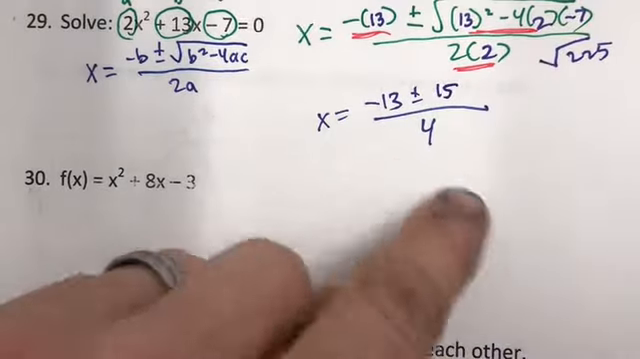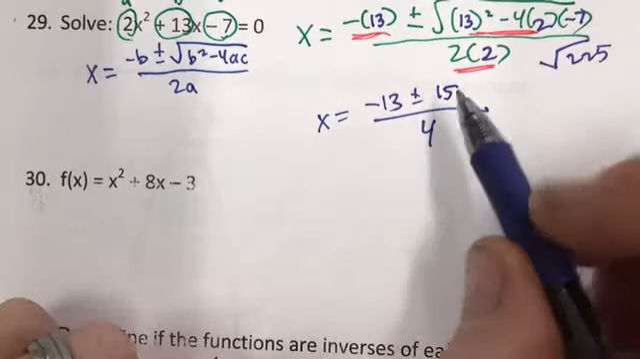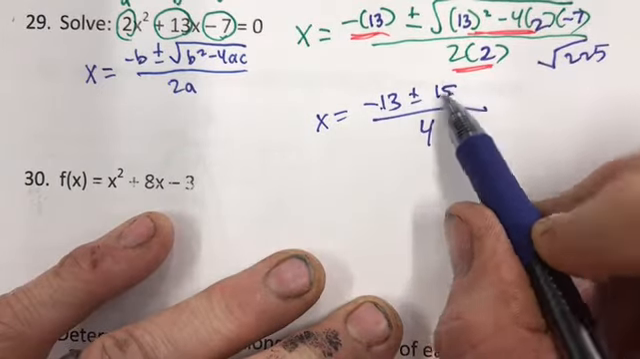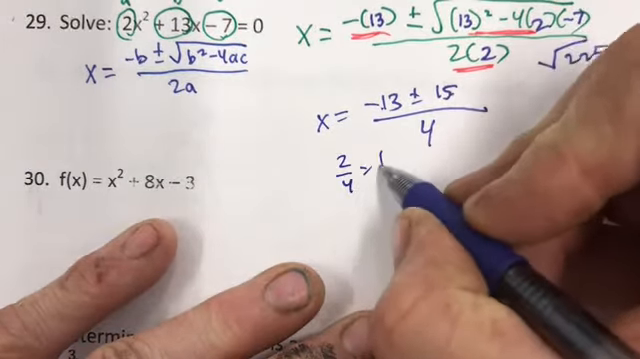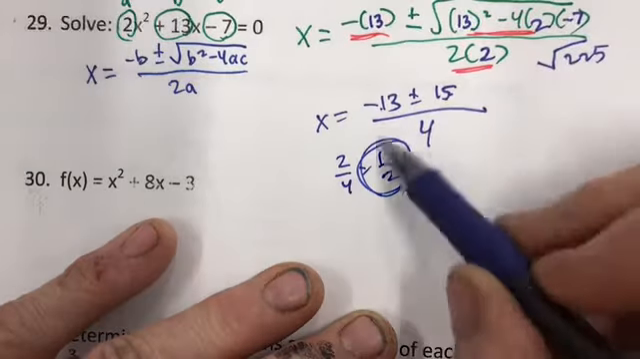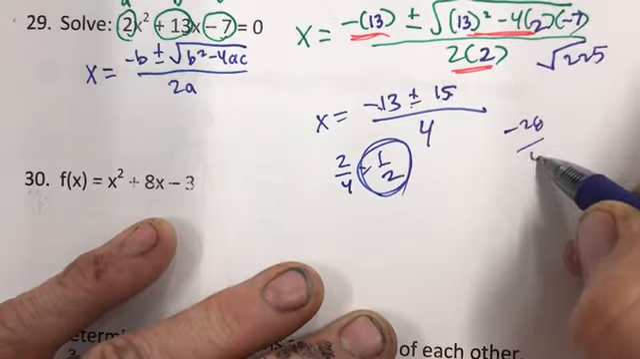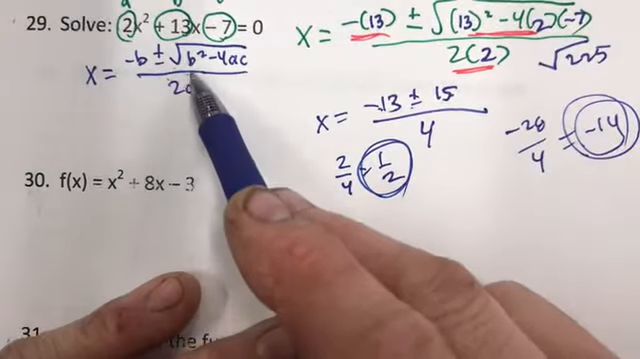All right. Now once I have these 3 numbers, I do both answers. Negative 13 plus 15 is 2, and 2 divided by 4 is 1/2. There's one answer. Negative 13 minus 15 is negative 28. Negative 28 divided by 4 is negative 14, and there's the other answer. And so there's my 2 solutions. And usually we have 2 solutions on these every time.